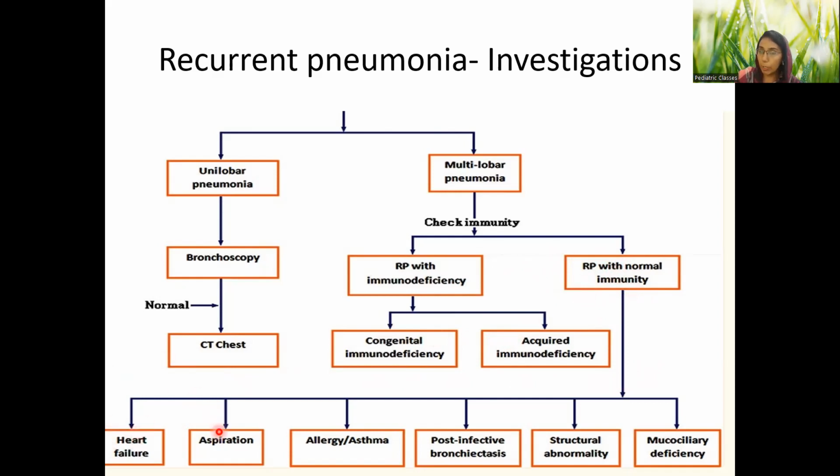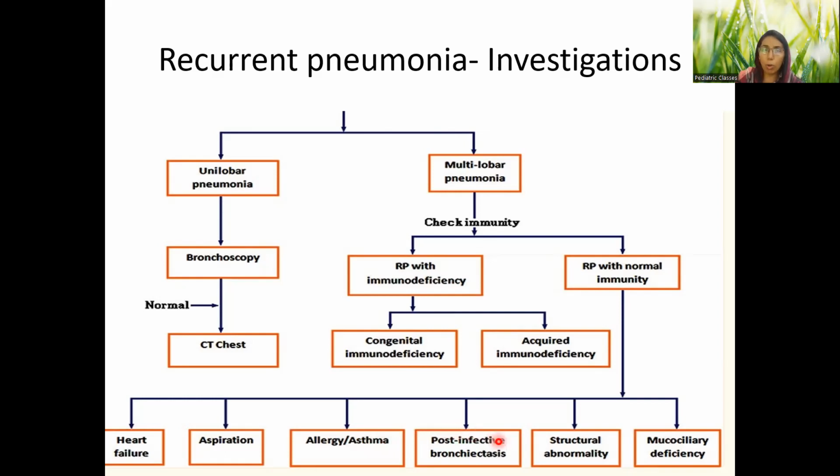Aspiration is one of the most common causes of recurrent pneumonia. As I have already mentioned, in case of GERD, do an esophageal pH monitoring. And if we are suspecting further things, video fluoroscopy can be done if you are suspecting esophageal dysmotility syndromes. So, in case of allergy or asthma, do a PEFR and other related investigations for that.